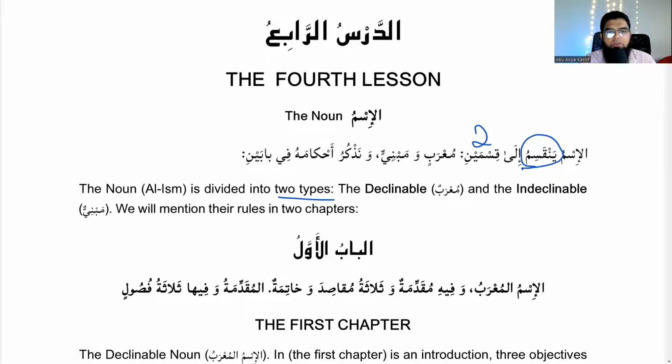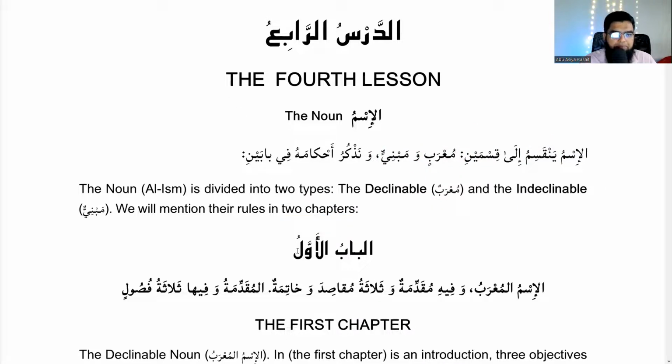So I'll start speaking about what is mu'rab and what is mabni. Wa nadhkuru ahkamahu fi babin. The declinable and the indeclinable. Mu'rab is the declinable and the indeclinable is called mabni. And we will mention them in two chapters. So he said that he will discuss these two in two chapters.